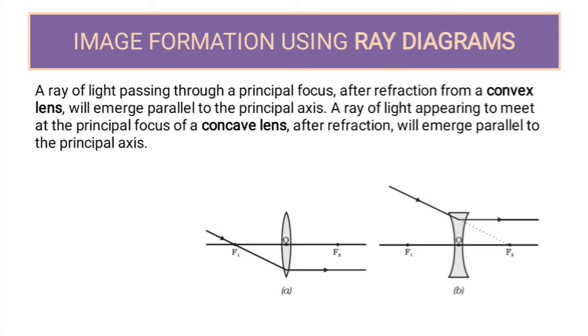So I will just read out the statement. A ray of light passing through principal focus after refraction from convex lens will emerge parallel to the principal axis. So that's what I said. Then the ray of light appearing to meet at the principal focus, in case of concave lens, will emerge parallel to the principal axis. So in both these cases, the emerging light is parallel to the principal axis.